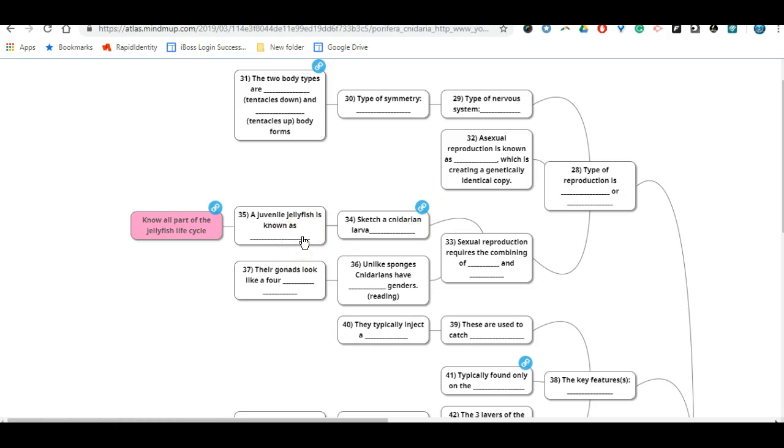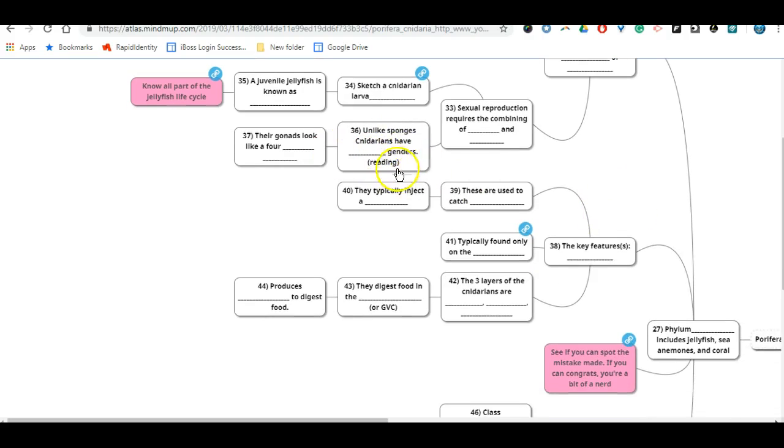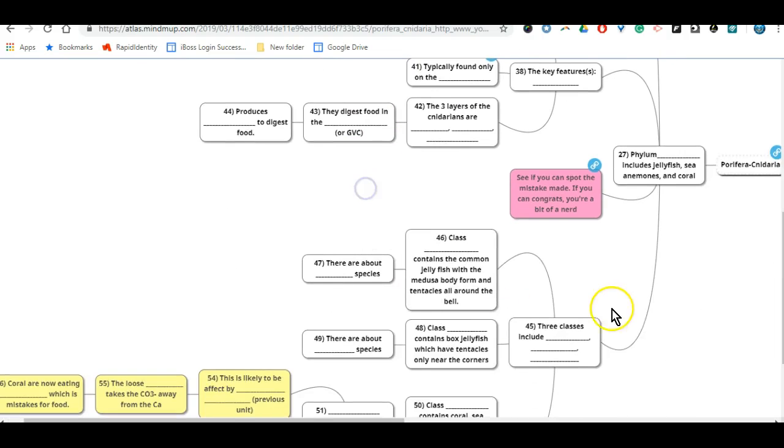Make sure you know what the juvenile jellyfish looks like. This part right here, you're going to need to look at. It's kind of hard for me to put every single piece into the flowchart, but know the parts of the jellyfish life cycle. This link will help you out. Unlike sponges, make sure you know how many genders the Cnidarians have. Remember, sponges are hermaphroditic. They can bounce back and forth between male and female. What do the gonads look like? What do they use to catch their prey? And then what is it injecting it with?